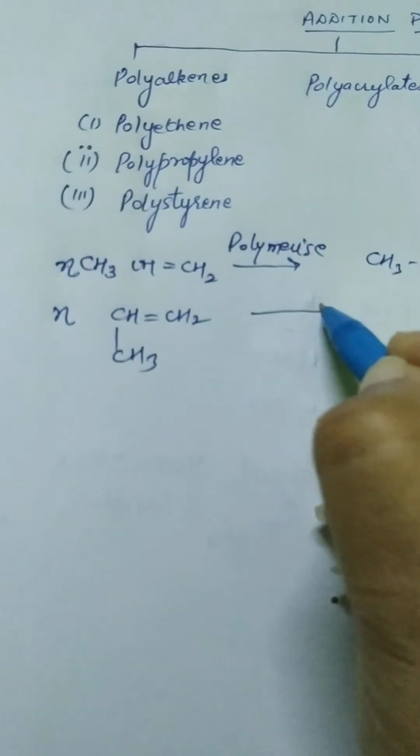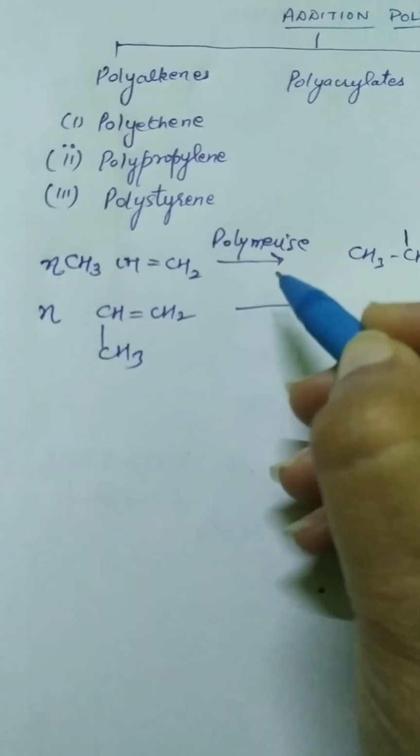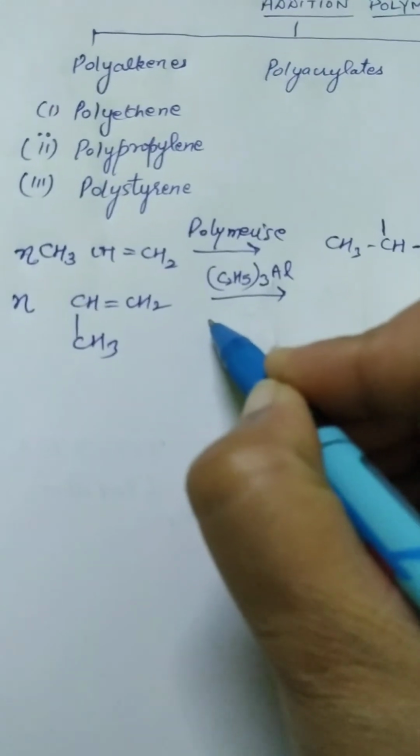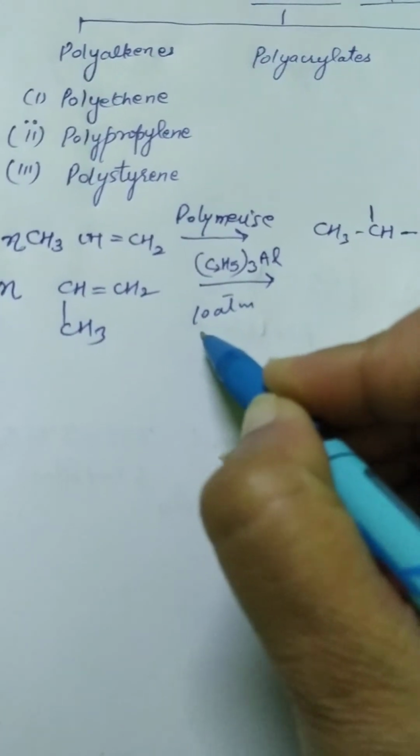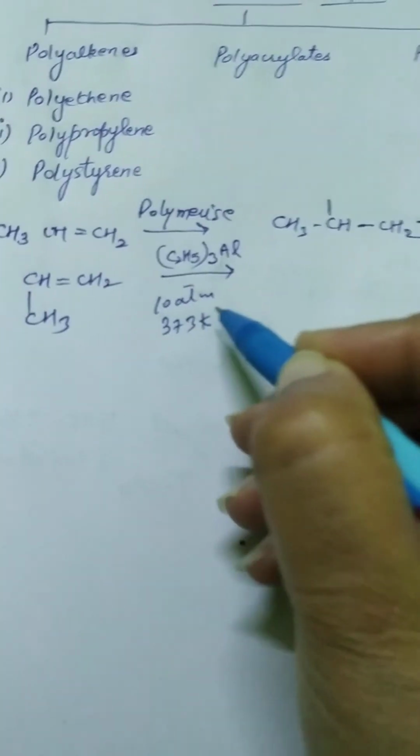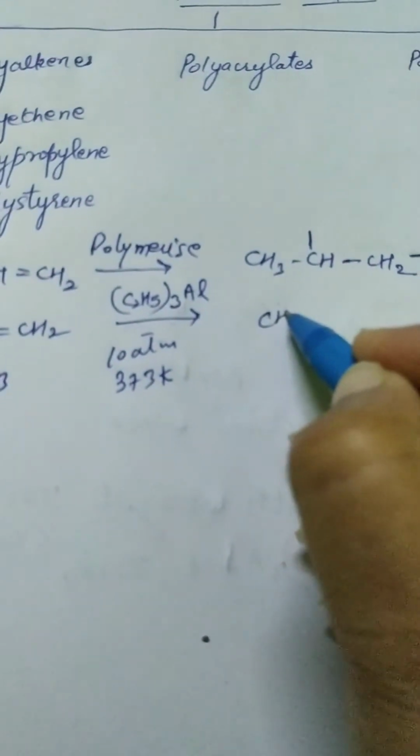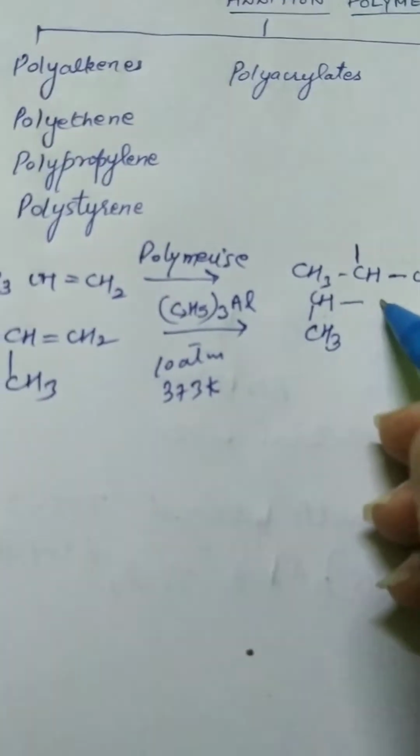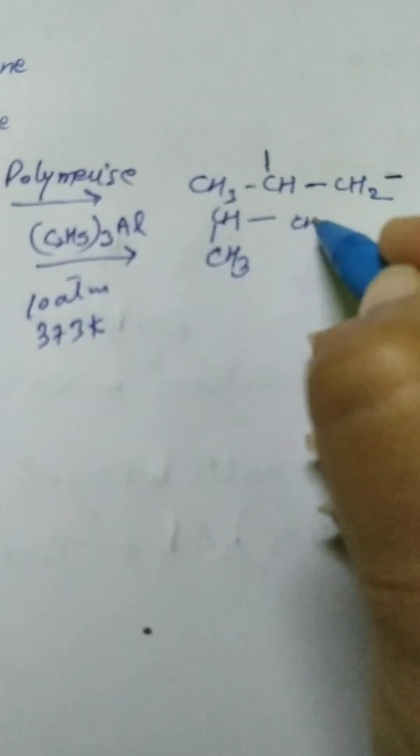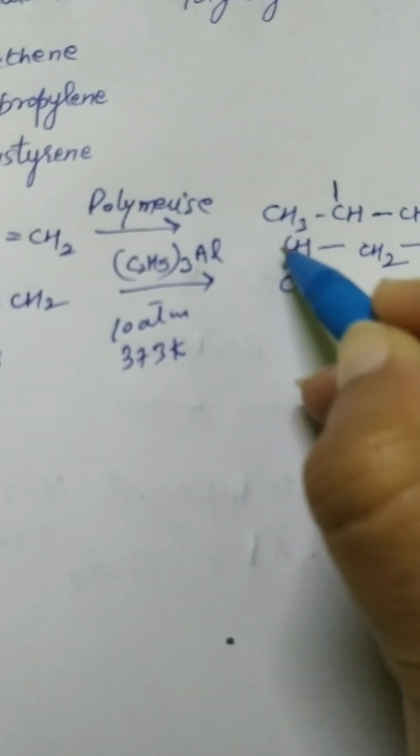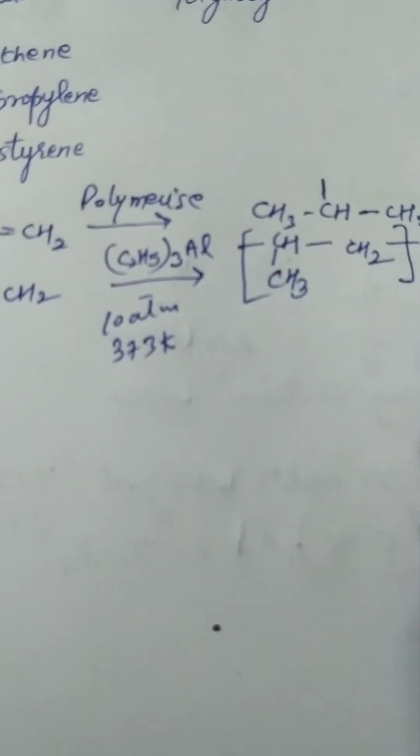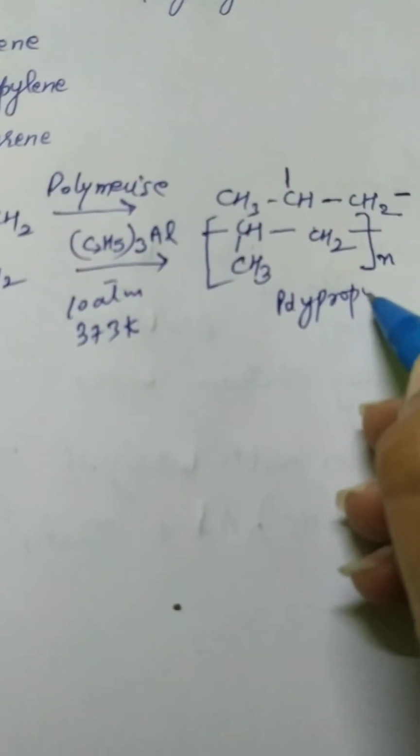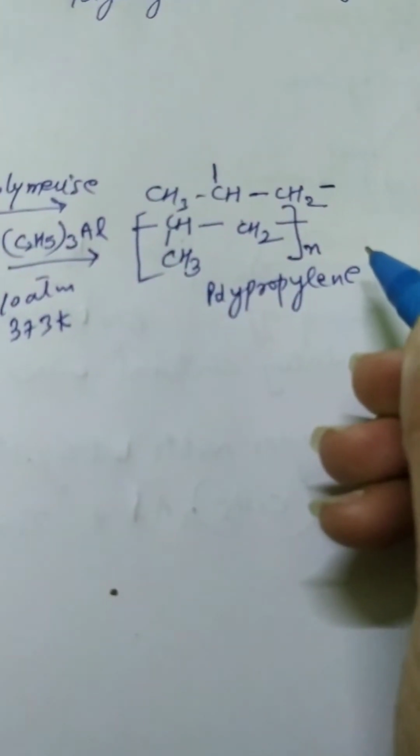Now this molecule means n such monomers will polymerize in the presence of triethyl aluminium at 10 atmospheric pressure and 373 Kelvin. It will be forming CH3. Now this one will be connected with this carbon and this double bond gets converted into single bond. So this bond is free. This is free for further linkage to form a polymer. So this is polypropylene molecule.